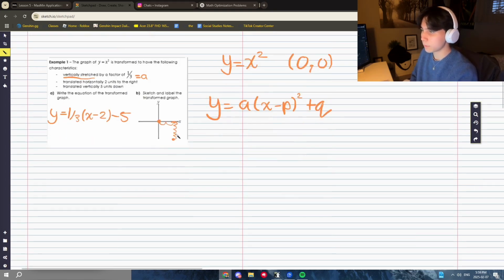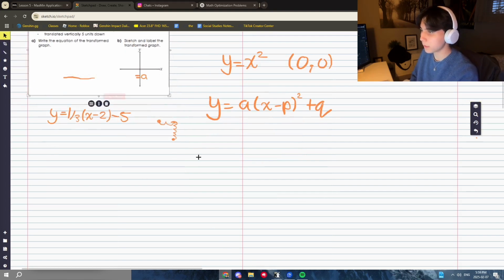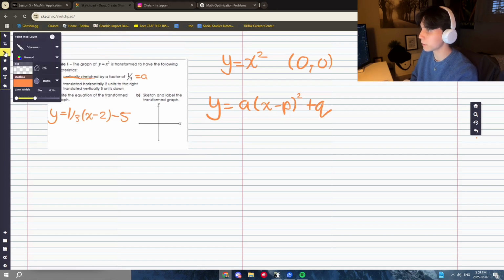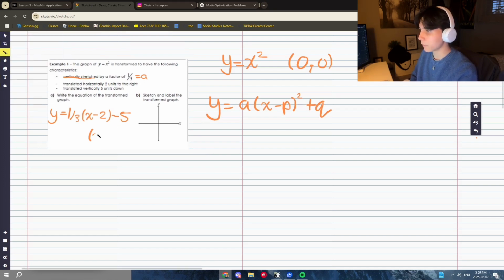So all we need to do now is actually sketch this equation. And the way you do that is first you have to find the vertex. In our case, we already know what it is since our vertex is going to be 2 comma negative 5 here. So I would just say that it's about right here. I'm not going to be approximate, but negative 5 and then 2.